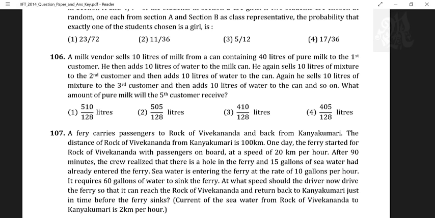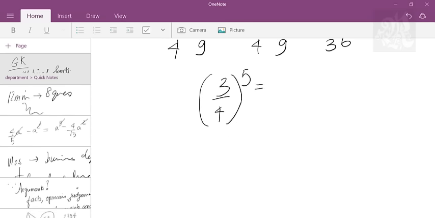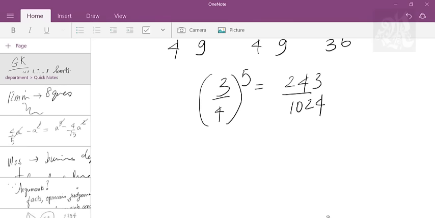A milk vendor sells 10 liters of milk from a can containing 40 liters to the first customer. He then adds 10 liters of water. Again he sends 10 liters of mixture, adds 10 liters of water, again sends 10 liters of mixture, adds 10 liters of water, and again sends 10 liters of mixture. What is the amount of pure milk the fifth customer receives? So it is basically a replacement problem. Initially it is 100%, and 1/4 has been replaced. So how much is retained? 3/4 raised to 5. Then 1 minus this is going to be the retained, and that will be the answer. You can calculate. Go home and try.